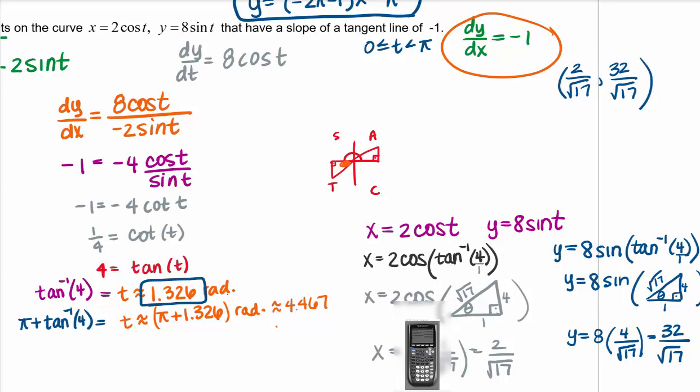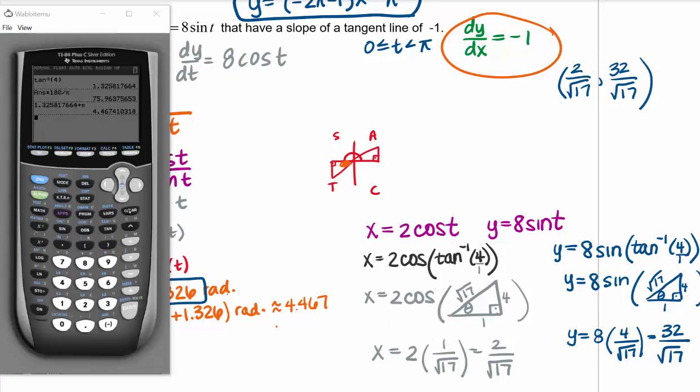2 cosine t, and we know t is 1.326. So I can say 2 cosine. Again, I'm in radian mode. You may want to check that as you're calculating these. 1.326, and then hit enter, and it'll tell me the approximation.